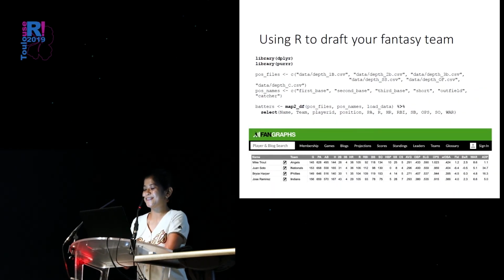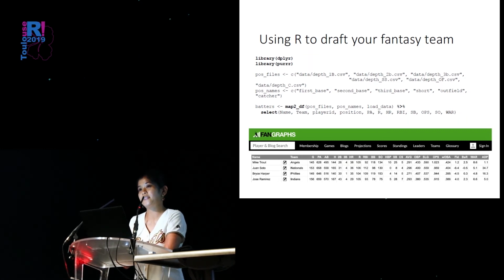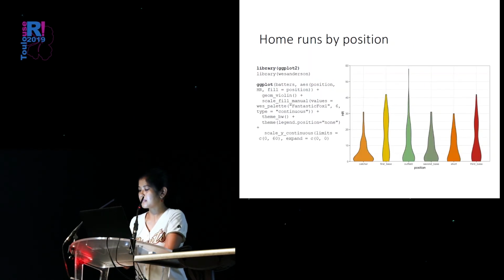So I used R to answer these questions. I grabbed baseball projection data from Fangraphs, which you can see at the bottom, and this predicts how players are going to do in the upcoming season. I also loaded in dplyr and purrr for reading and cleaning the data, and then I used the map2_df function from purrr to read the CSVs in from Fangraphs, and dplyr to pipe and select. So I'm going to start by looking at home runs by position.